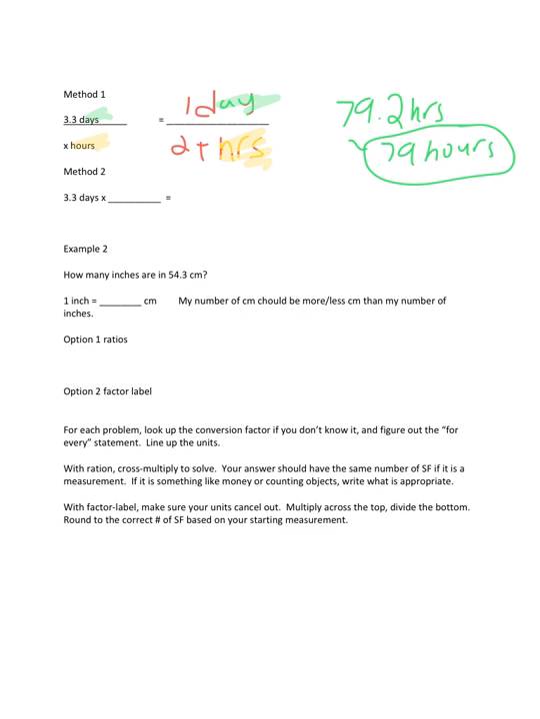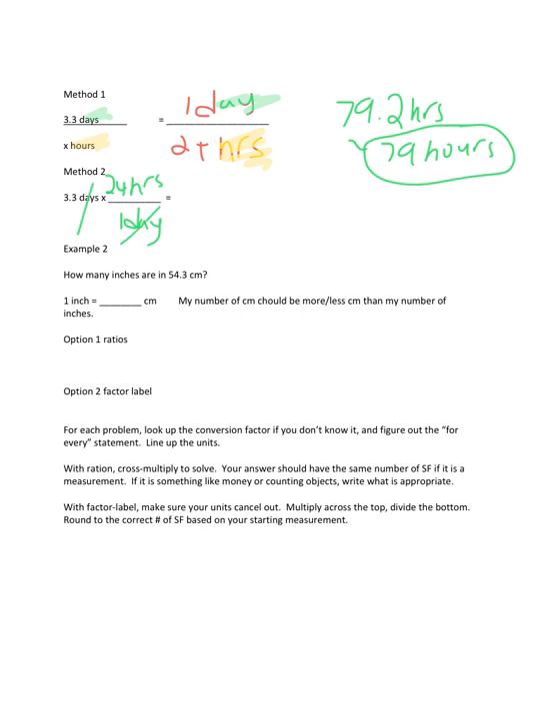If I do it the other method, I'm going to use the same info. I'm just going to set it up differently, and again, this is just preference. So I want hours, so I'm going to put 24 hours on top and 1 day on bottom. These should cancel out if I did this correctly.